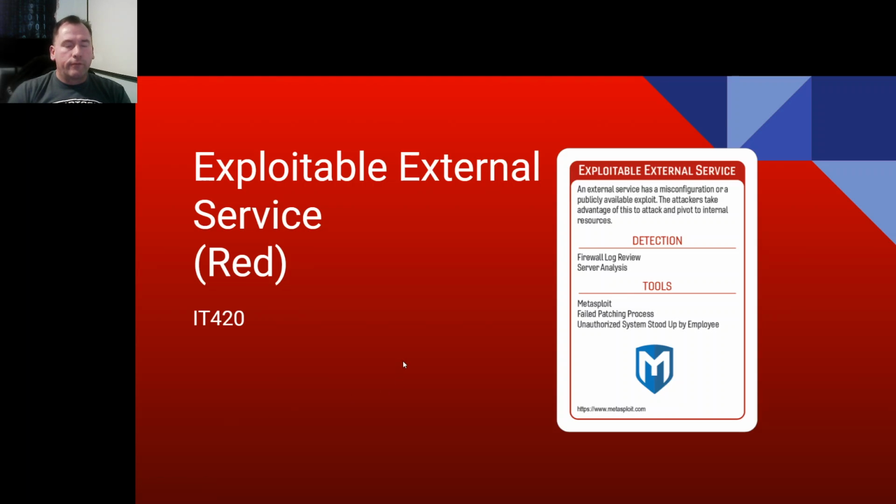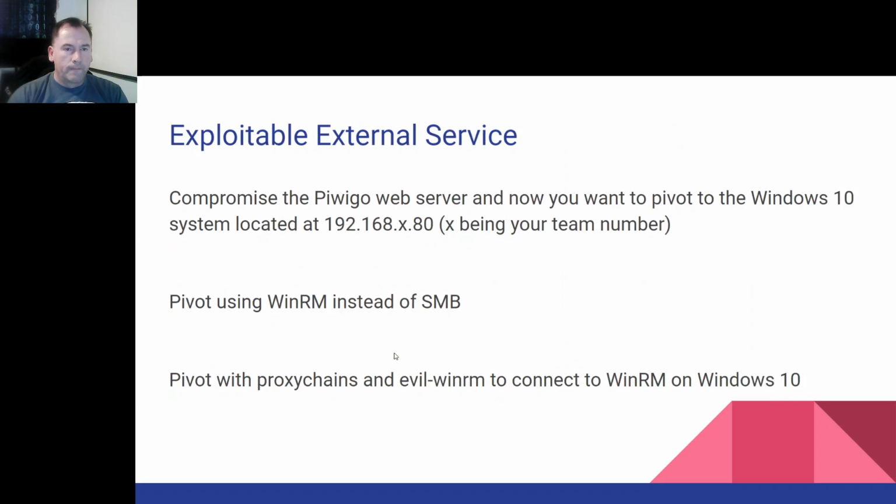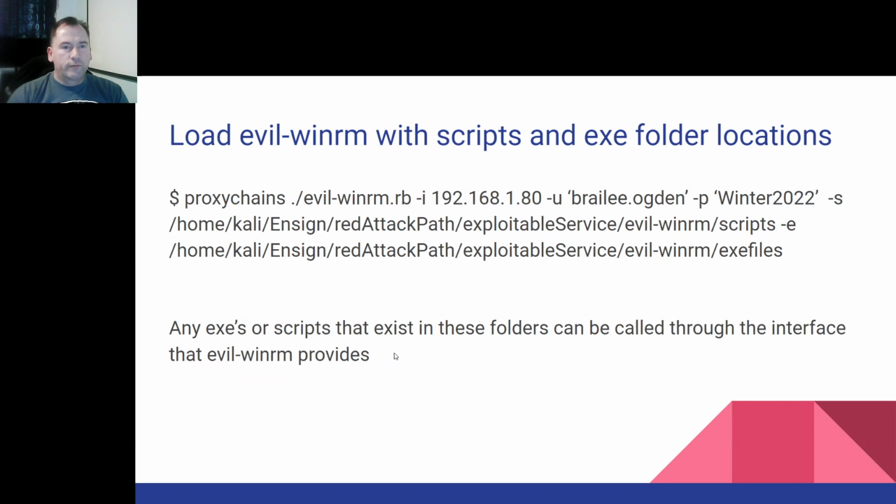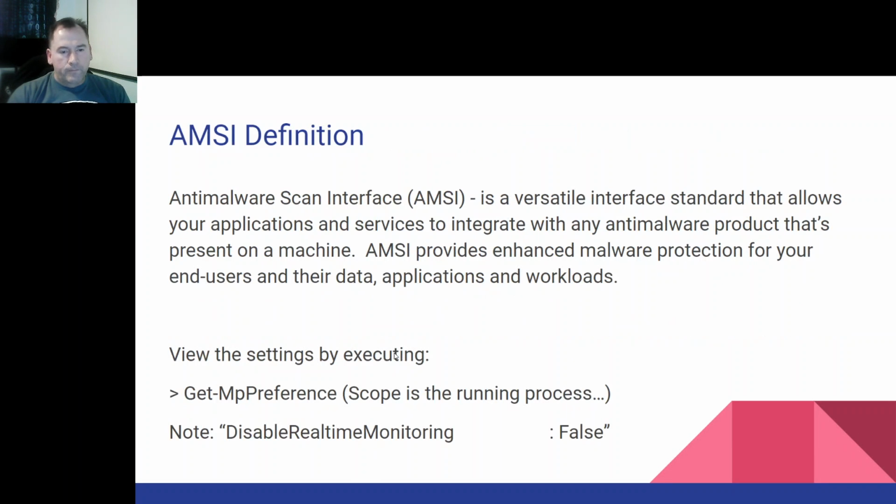Welcome back to the Red Attack Path, the Exploitable External Service. This is video number 2. Where we left off is we had just barely configured Evil WinRM to function and work for us, and we connected successfully to Windows 10. And we started talking about AMSI.